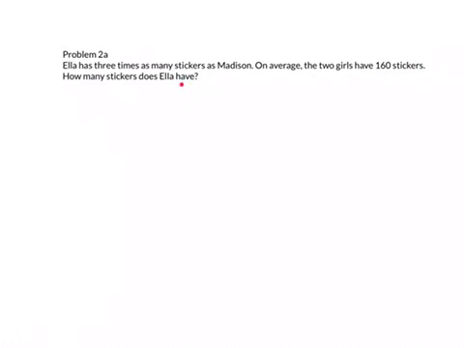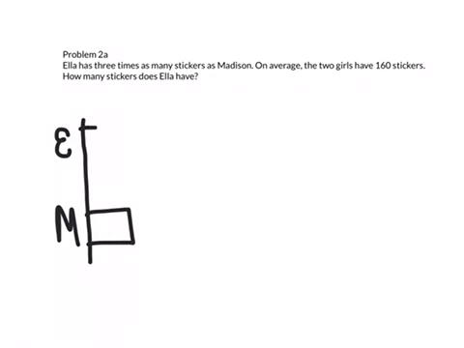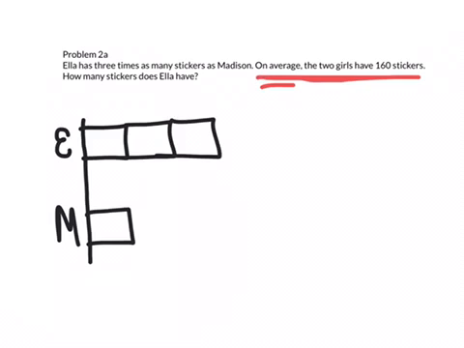Okay, so the first thing that I really want to do when I'm looking at this is draw a comparison model. Our basic comparison model is going to be that Ella has 3 times as many as Madison. So whatever Madison has, Ella has 3 times as many. Now, that's what I'm eventually going to get to, this portion over here. But what I've got to deal with now is this little part: on average, the two girls have 160 stickers.